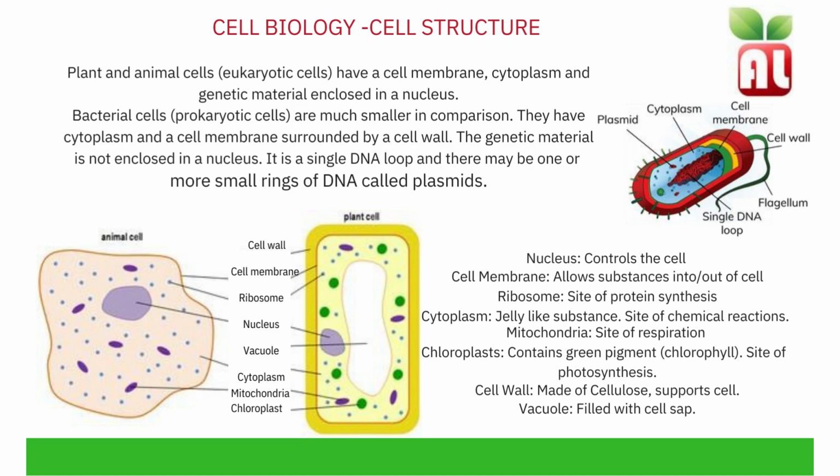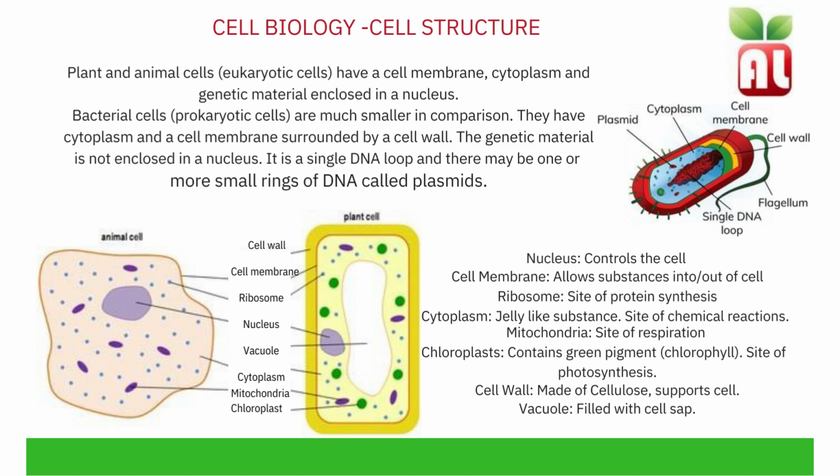Ribosomes are the site of protein synthesis. This is where proteins are made. Examples of proteins are enzymes and hormones. The cytoplasm is a jelly-like substance. It's the site of various chemical reactions.